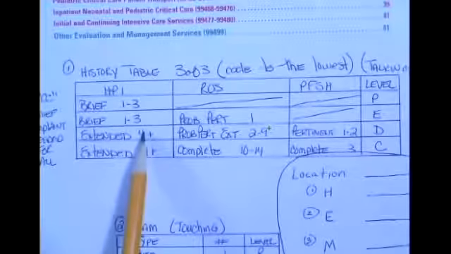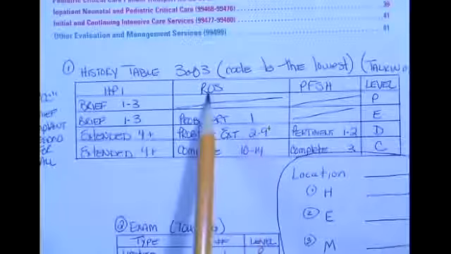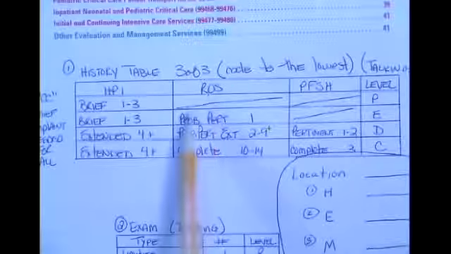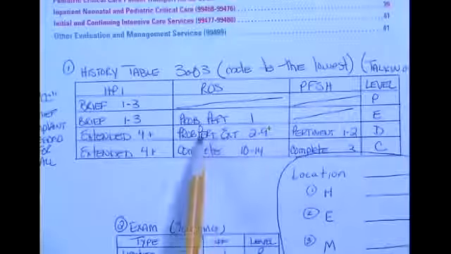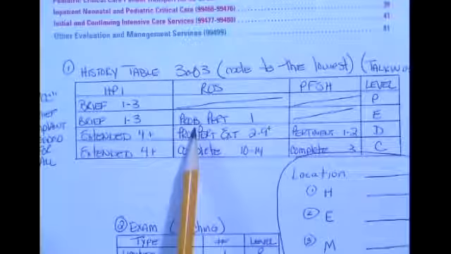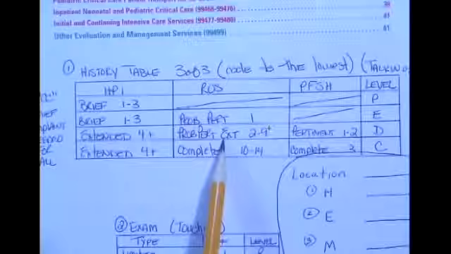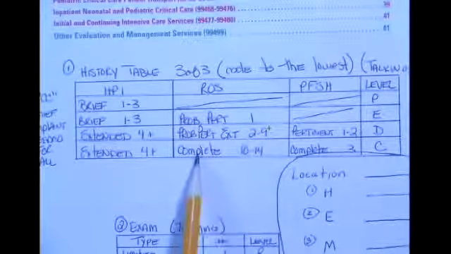Okay. So the next piece of history is review of systems. And you can have no review of systems done. You can have a problem pertinent, which is basically one system. Problem pertinent, that's extended, that's 2 to 9, or complete, which is 10 to 14 systems.